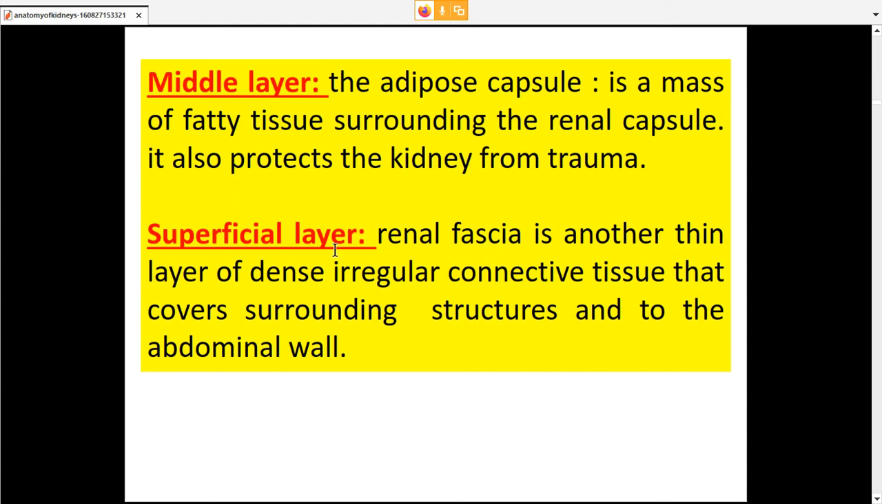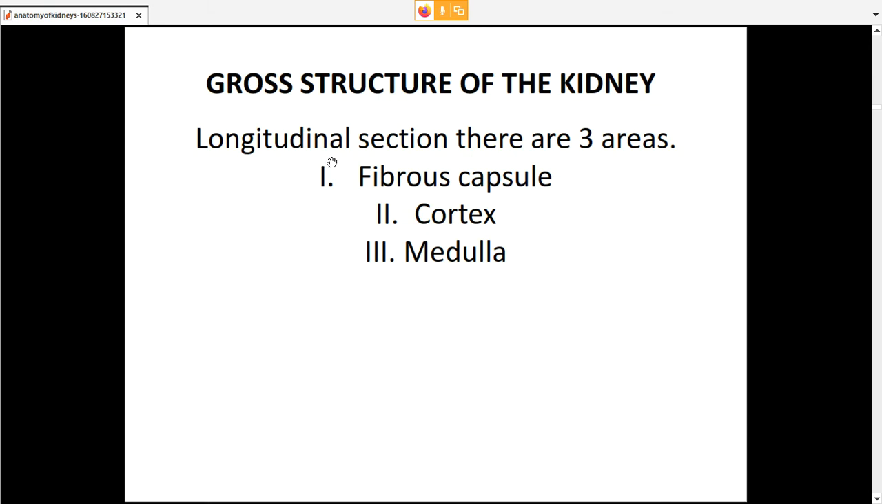You try to listen carefully and you can write down these notes. You don't need to write all these things in the examination. You just mention four layers and the names of the four layers which are covering the kidneys. So coming to the gross structure of the kidney, what are the structures present inside?